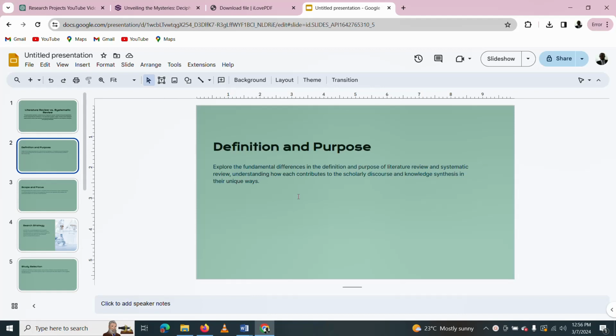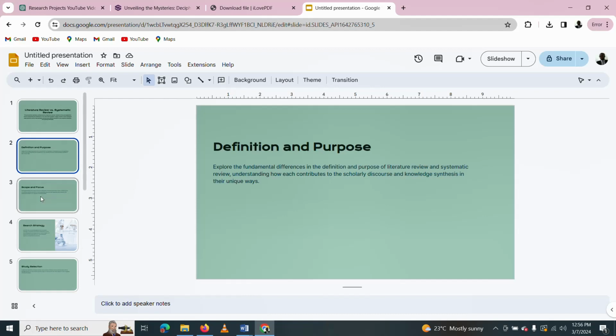A literature review provides a comprehensive overview of existing literature on a topic, aiming to summarize, analyze, and synthesize knowledge in a particular field. On the other hand, a systematic review follows a rigorous methodology to systematically identify, evaluate, and synthesize evidence to answer a specific research question.